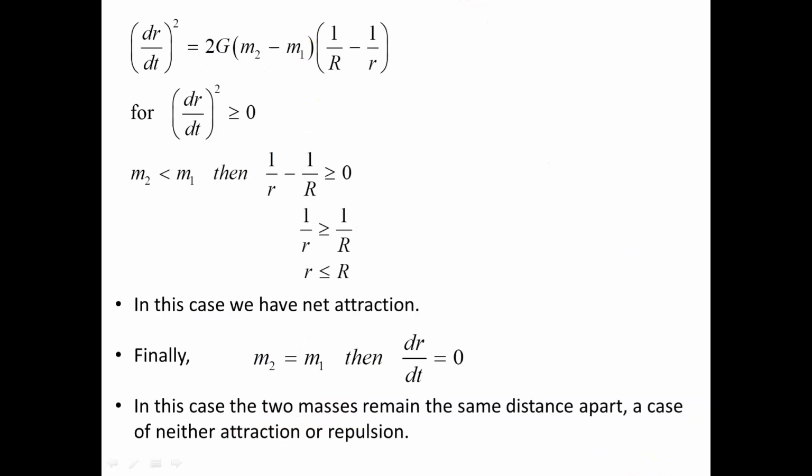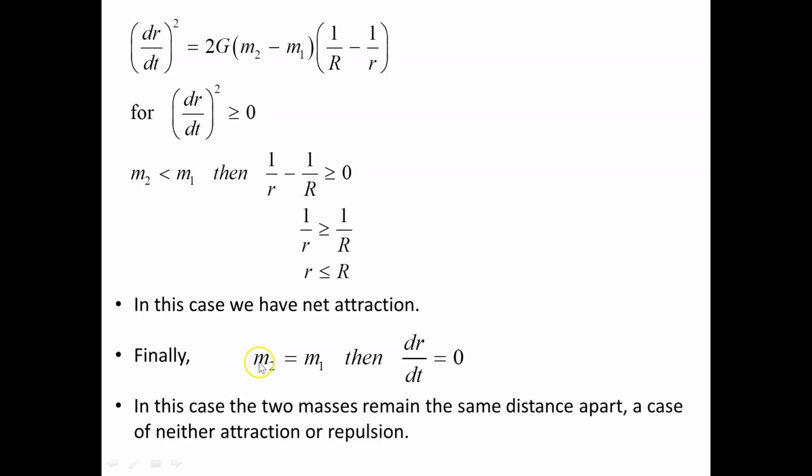All right, reminding ourselves again, here's our condition for this being greater than or equal to 0. If m2, the negative mass, is less than m1, then this net thing is negative. So if I multiply through by the negative, they'll swap the position of these two. This becomes plus 1 on little r minus 1 on big R, greater than or equal to 0. Adding 1 on big R to both sides, r is less than or equal to big R. So in this case, as time goes on, the distance between them decreases from the initial starting value of capital R. So in this case, we have net attraction. So interesting, isn't it? If the negative mass is less in magnitude than the positive mass, we get net attraction, whereas if m2 is greater than m1, we had repulsion.